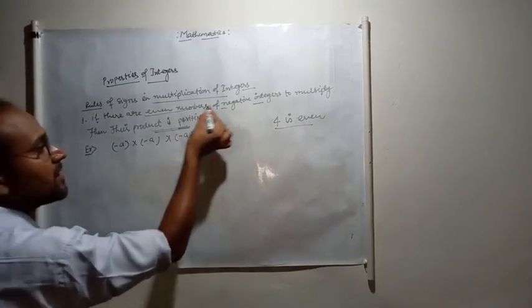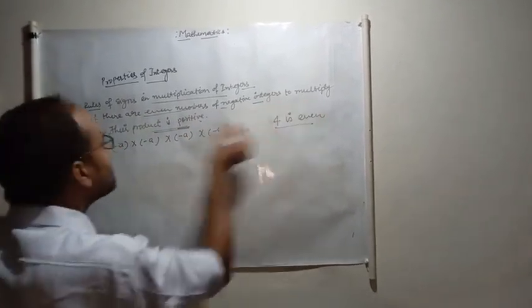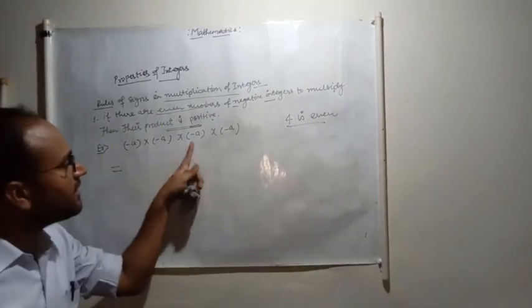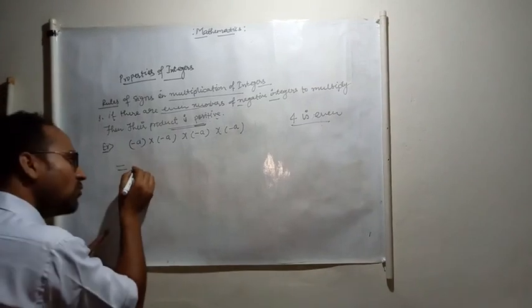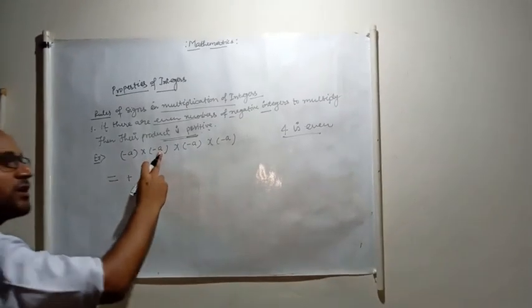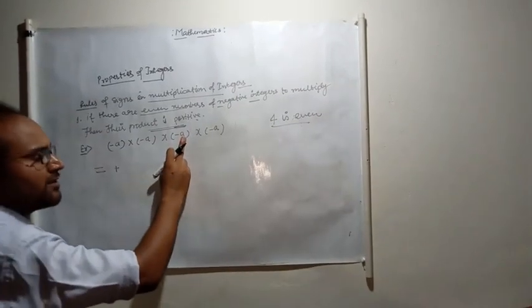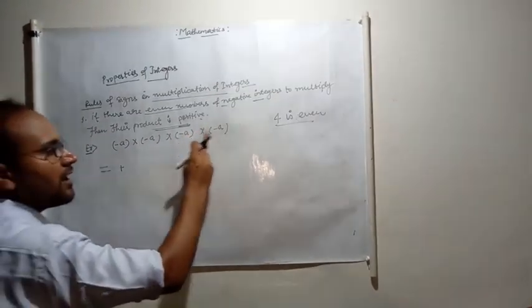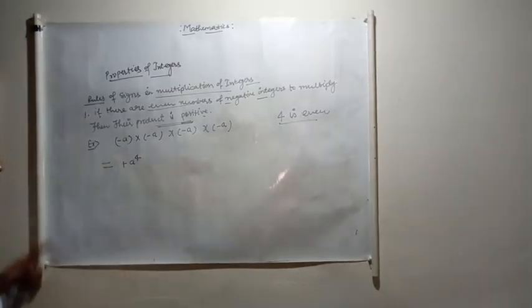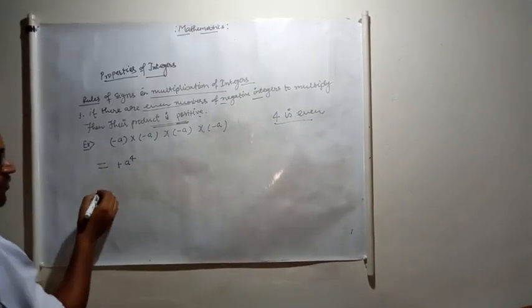So according to this rule, if there are an even number of negative integers to be multiplied, their product is always positive. Means if you multiply minus a an even number of times, you always get a positive result. So a multiplied by a gives a square, a square multiplied by a gives a to the power 3, and then multiplied by a gives a to the power 4.